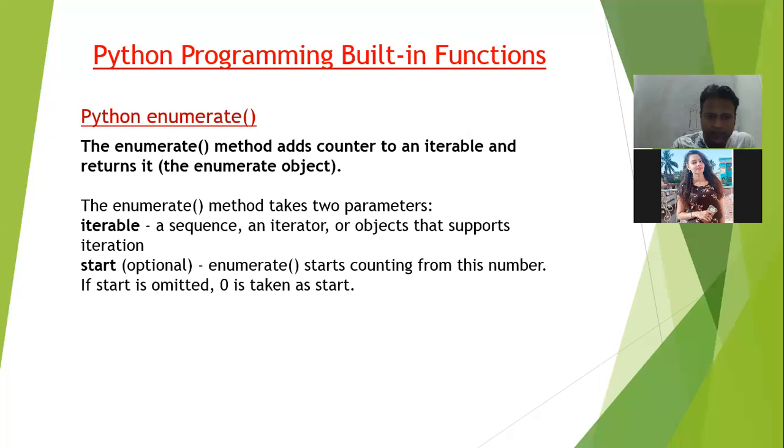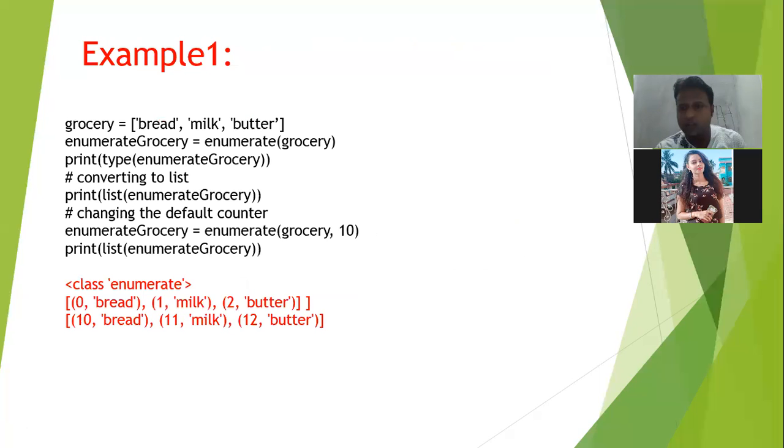That means what? It will give the position of the value. So we are passing a list. When you write enumerate grocery, the first item is represented as 0. Second item is represented as 1. Third item is represented as 2. If you pass grocery then 10, that is starting the index position from 10. So 10 is bread, 11 is milk, 12 is butter. Clear? Yes, sir.